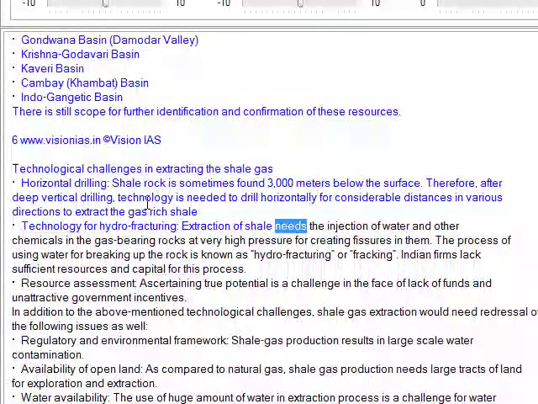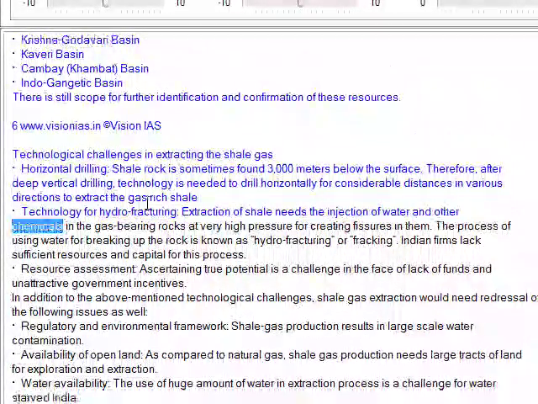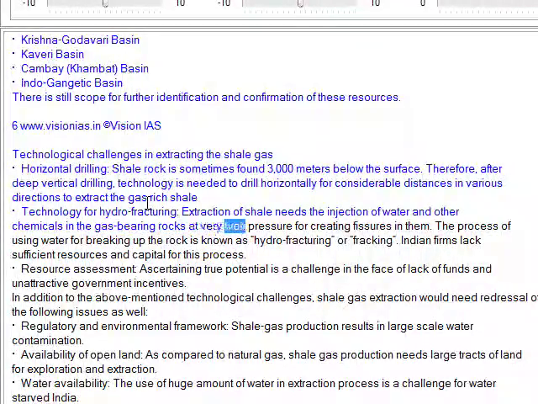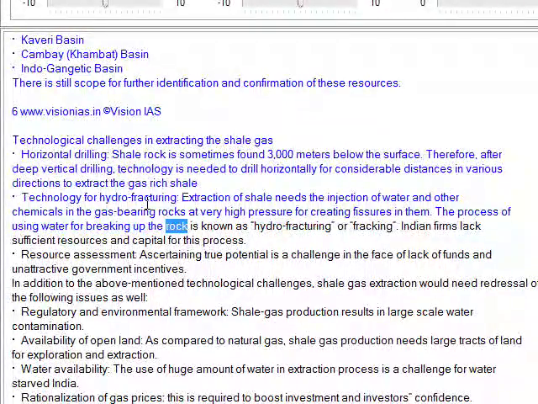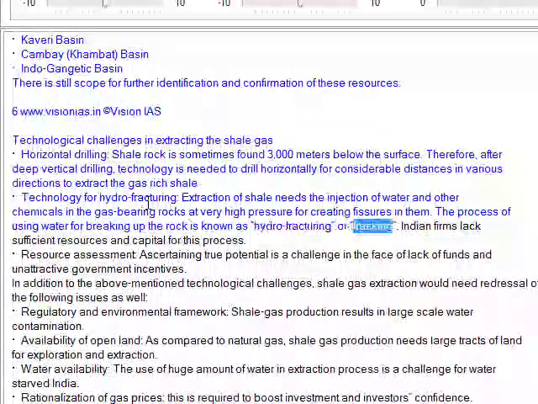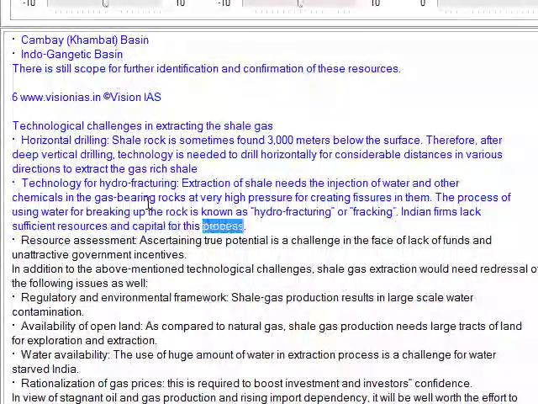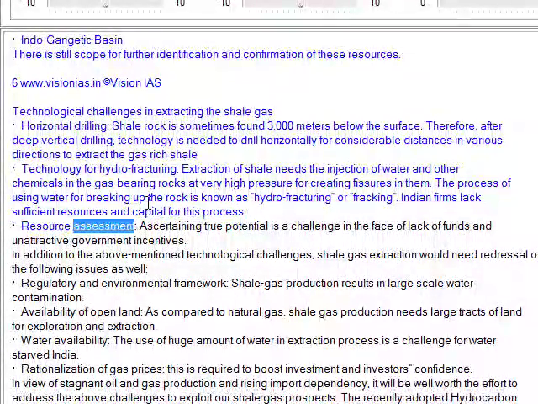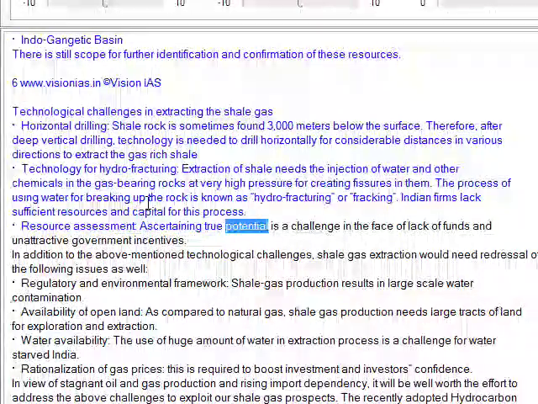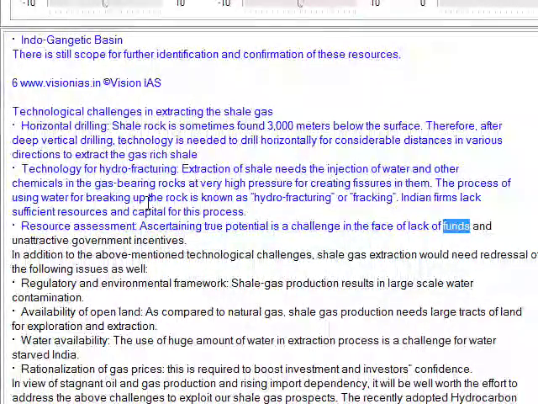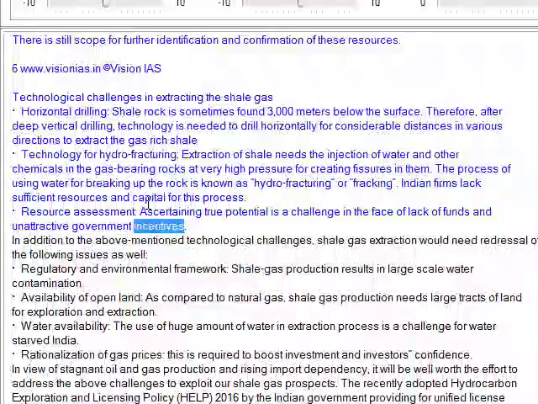Extraction of shale needs the injection of water and other chemicals in the gas-bearing rocks at very high pressure for creating fissures in them. The process of using water for breaking up the rock is known as hydrofracturing or fracking. Indian firms lack sufficient resources and capital for this process. Resource assessment. Ascertaining true potential is a challenge in the face of lack of funds and unattractive government incentives.